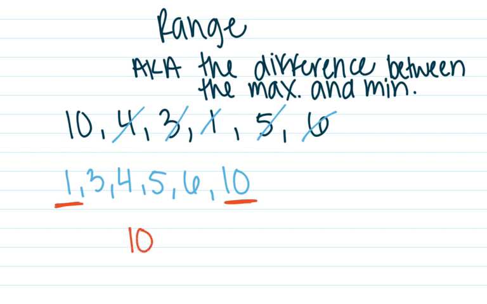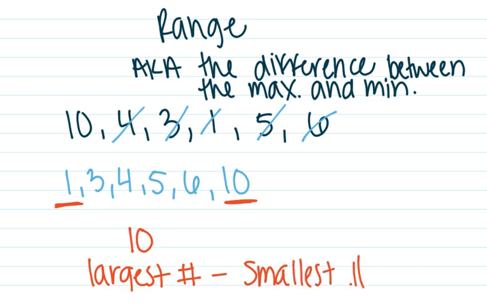So the biggest number, 10, is my largest number here. And I'm going to subtract it with my smallest number. And so my range here is 9. So the range is how spread out your data is. This data is spread out over 9 spaces. If these numbers were on a number line, they're spread out over 9 spaces on the number line. So it tells you how spread out everything is. The bigger that number is, the more spread out your data is.